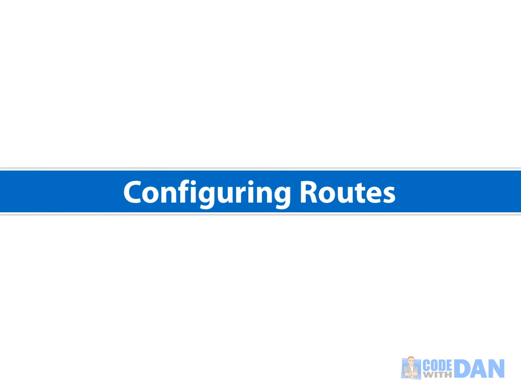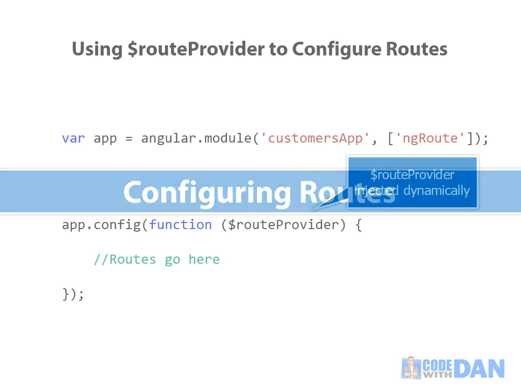Once you've referenced the ng-route module in your application, you can use an object within it called route provider to actually configure routes and associate a controller with a view. And that's what we're going to look at here.